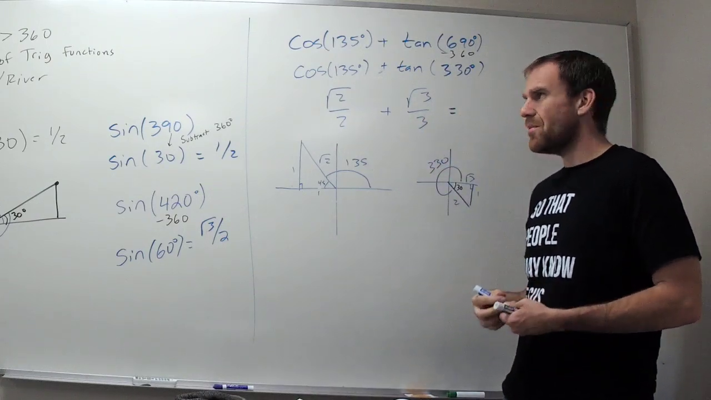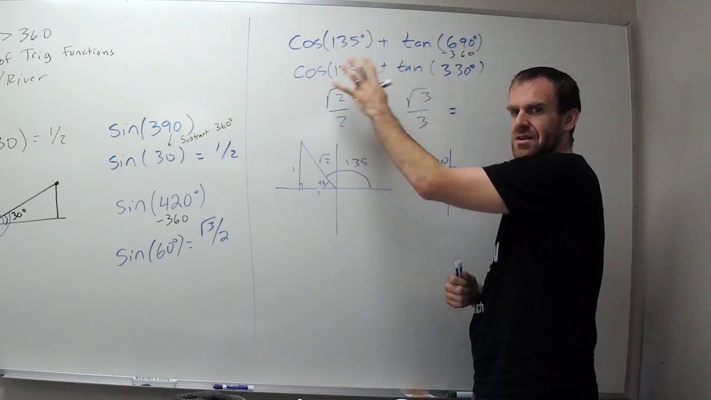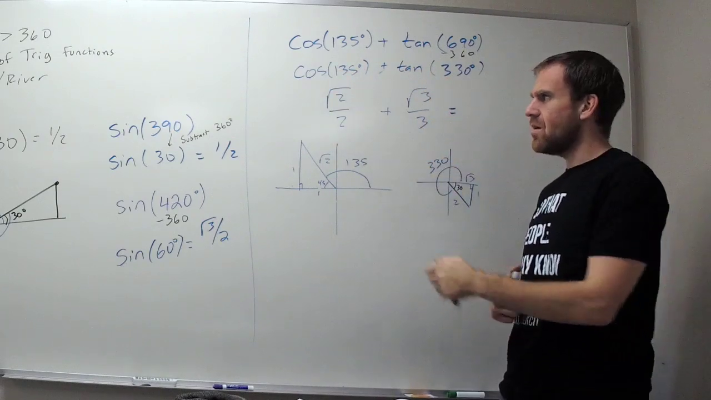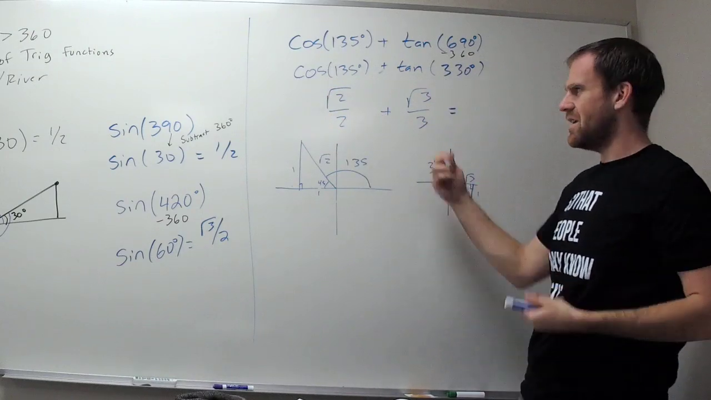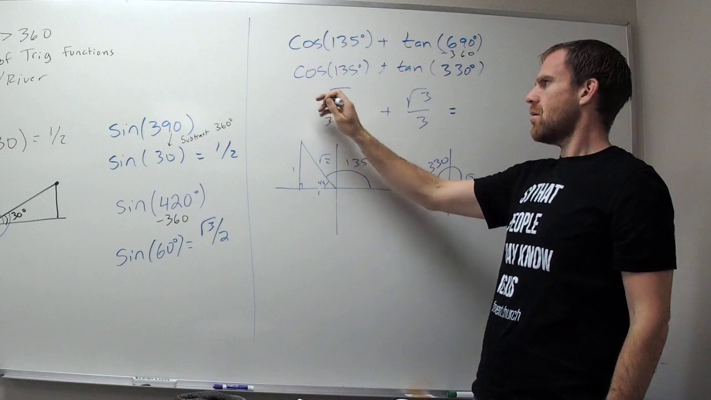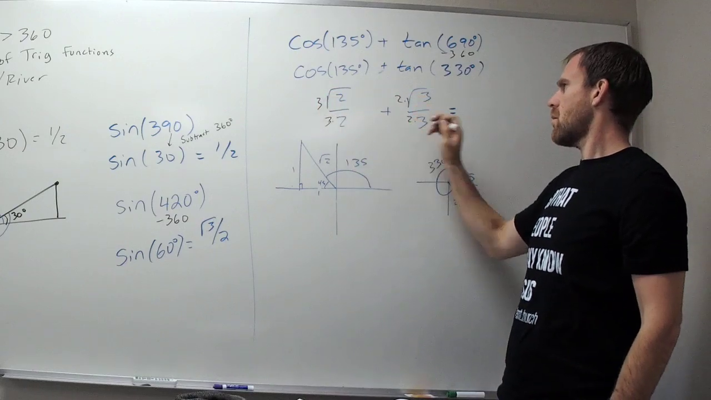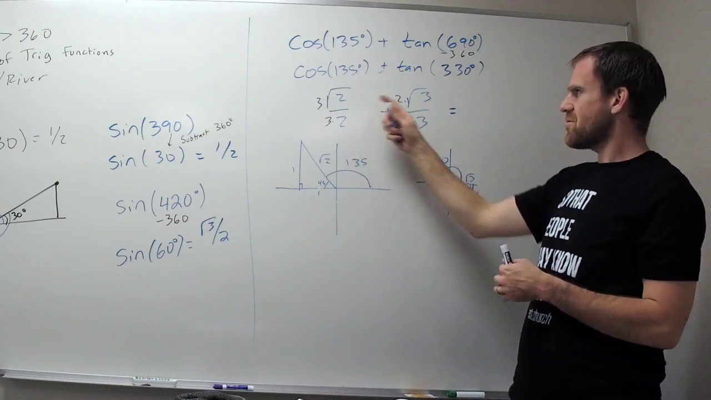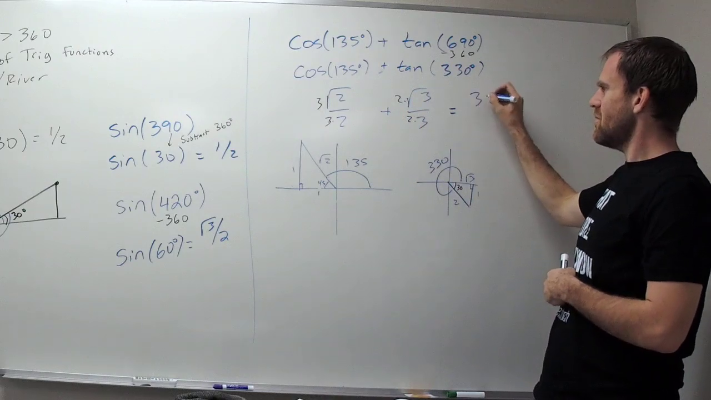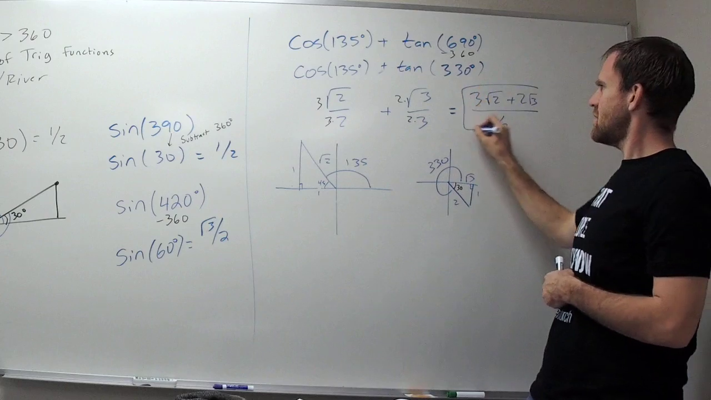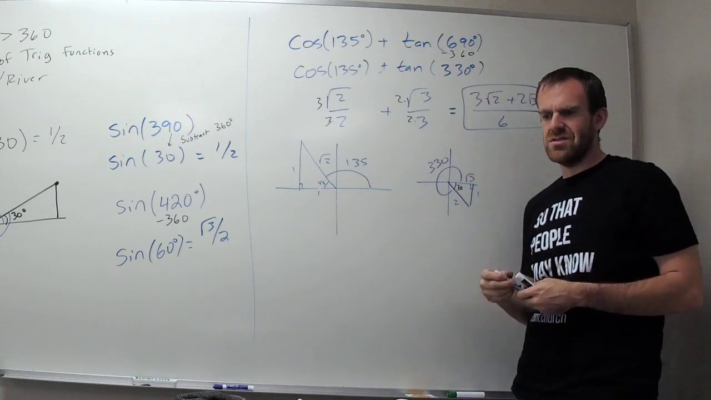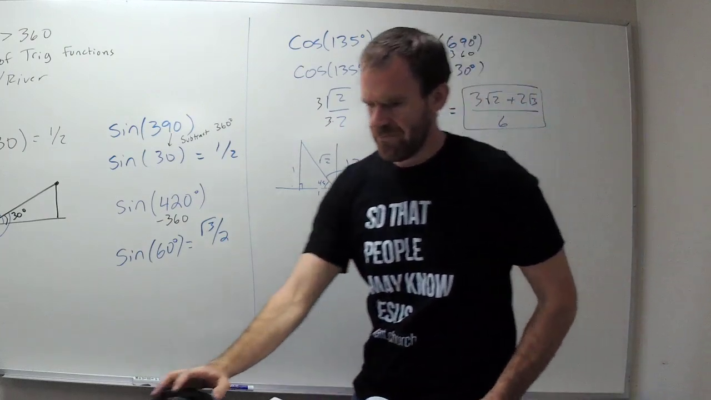Now, do we have a problem adding these two trigonometric functions? No. We find out their value, and then we add as normal. So we need a common denominator, and we'll add 3 square root of 2 plus 2 square root of 3 over 6 is your final answer. Let's try one more.